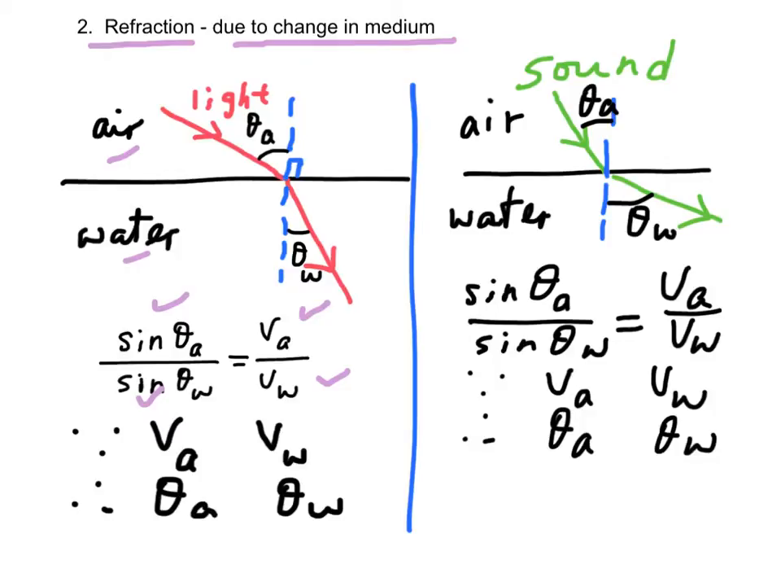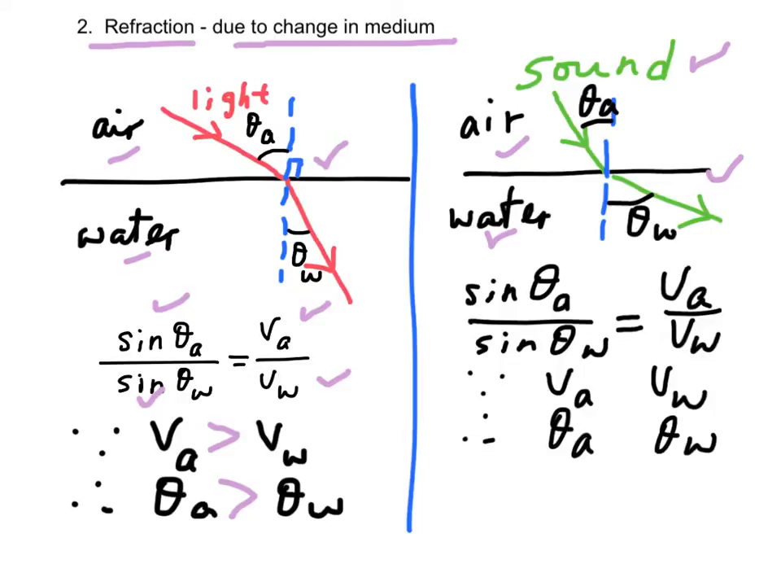Because the speed of light in air, VA, is larger than the speed of light in water, therefore theta A will be larger than theta W. That's why the light wave will bend towards the normal when it travels from air to water. However, for the case of sound wave, when sound wave travels from air to water, it will bend away from the normal, as shown in the diagram.